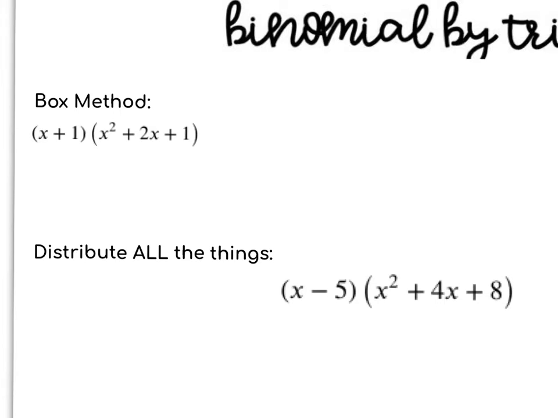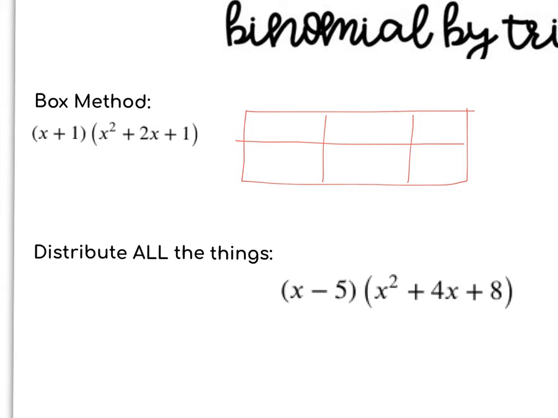So the box method is just like we saw last time, but the trinomial has 3 terms. So our box needs to be a 2 by 3, okay? So it's going to be a little longer than it was before. It's still going to have 2 parts that way, but it's going to have 3 parts that way. So I'm going to put my x plus 1, and then I'm going to do x squared, a positive 2x, and a positive 1. And just like last time, I'm going to look at each box and plug it in.